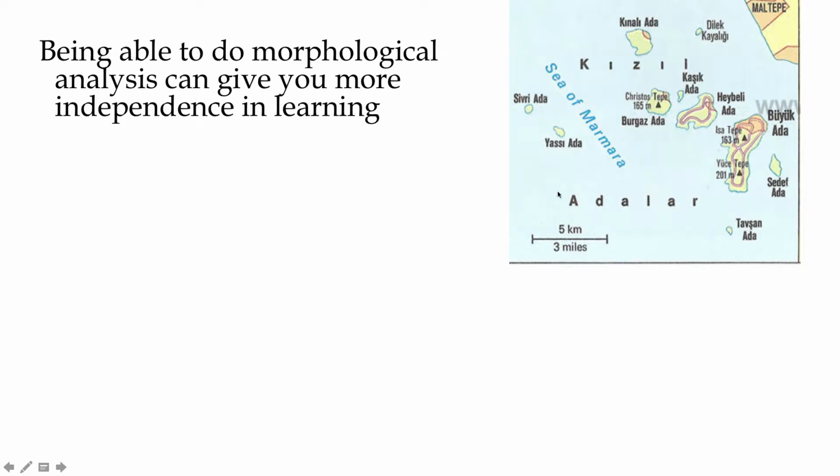Here's a map of the red islands, the Kızıl Adalar. And what I can see actually is the word for island is ada. See, Sivri Ada, Yası Ada, Kınalı Ada, Burgaz Ada. And so since Ada is shared in all of these names, and I know that these are all islands, I can guess that the word for island is Ada. That's morphological analysis. That's pattern finding.